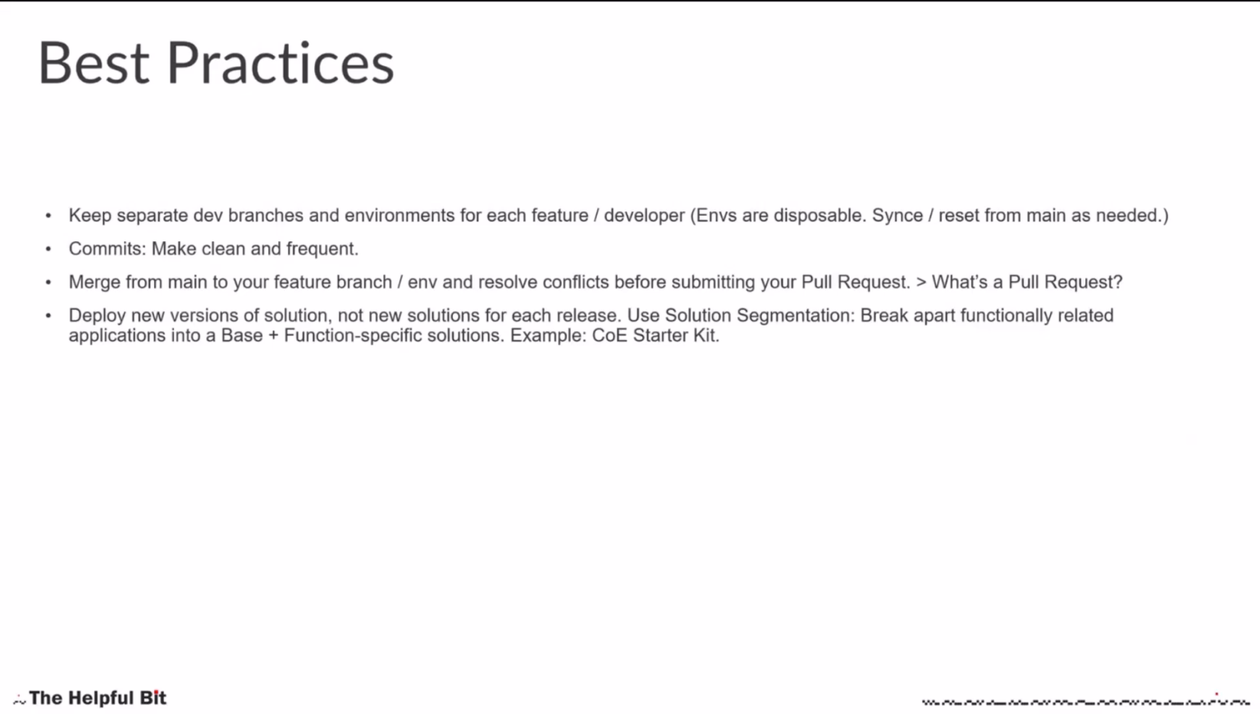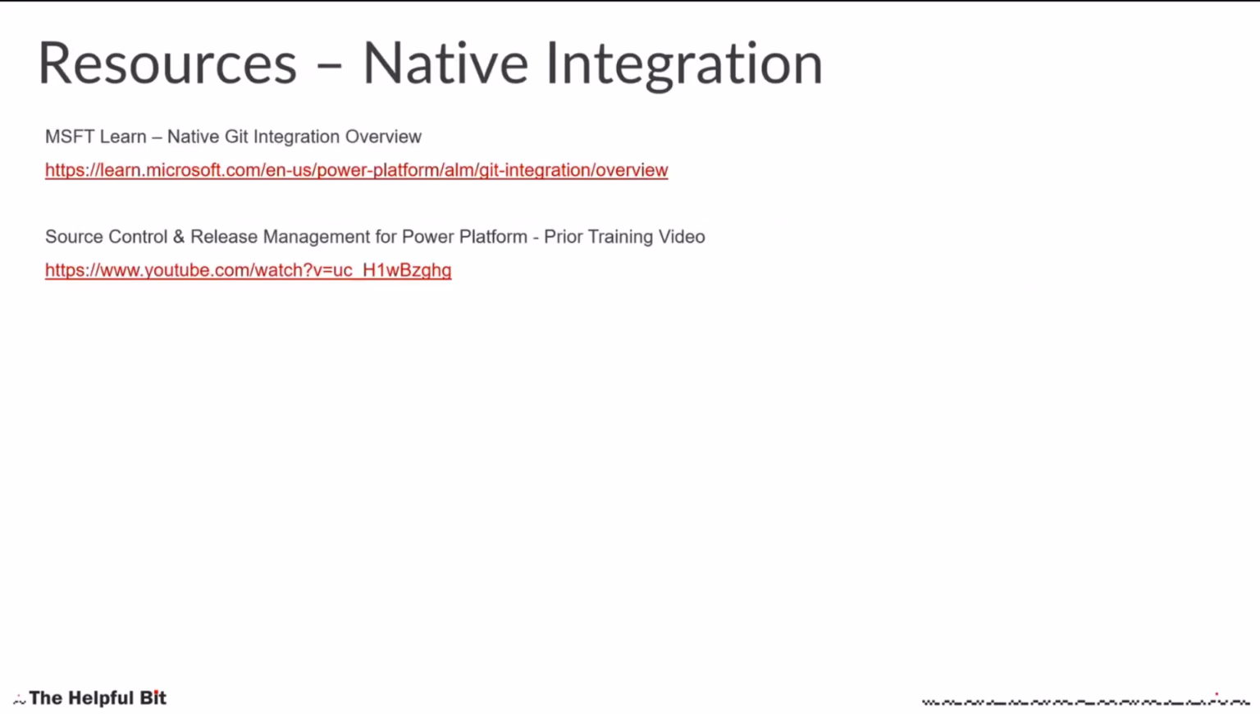So best practices: make your commits clean and frequent, and deploy new versions of the solution. Instead of re-exporting smaller solutions one at a time, in general, you want to have a solution that you update and deploy a new version of. Okay, so as you move forward with this, go out and play, give it a try. It's a brand new feature, just barely came into GA. Personally, from what I've seen, I think it's still got a little ways to go, but Microsoft's definitely moving in the right direction with it.